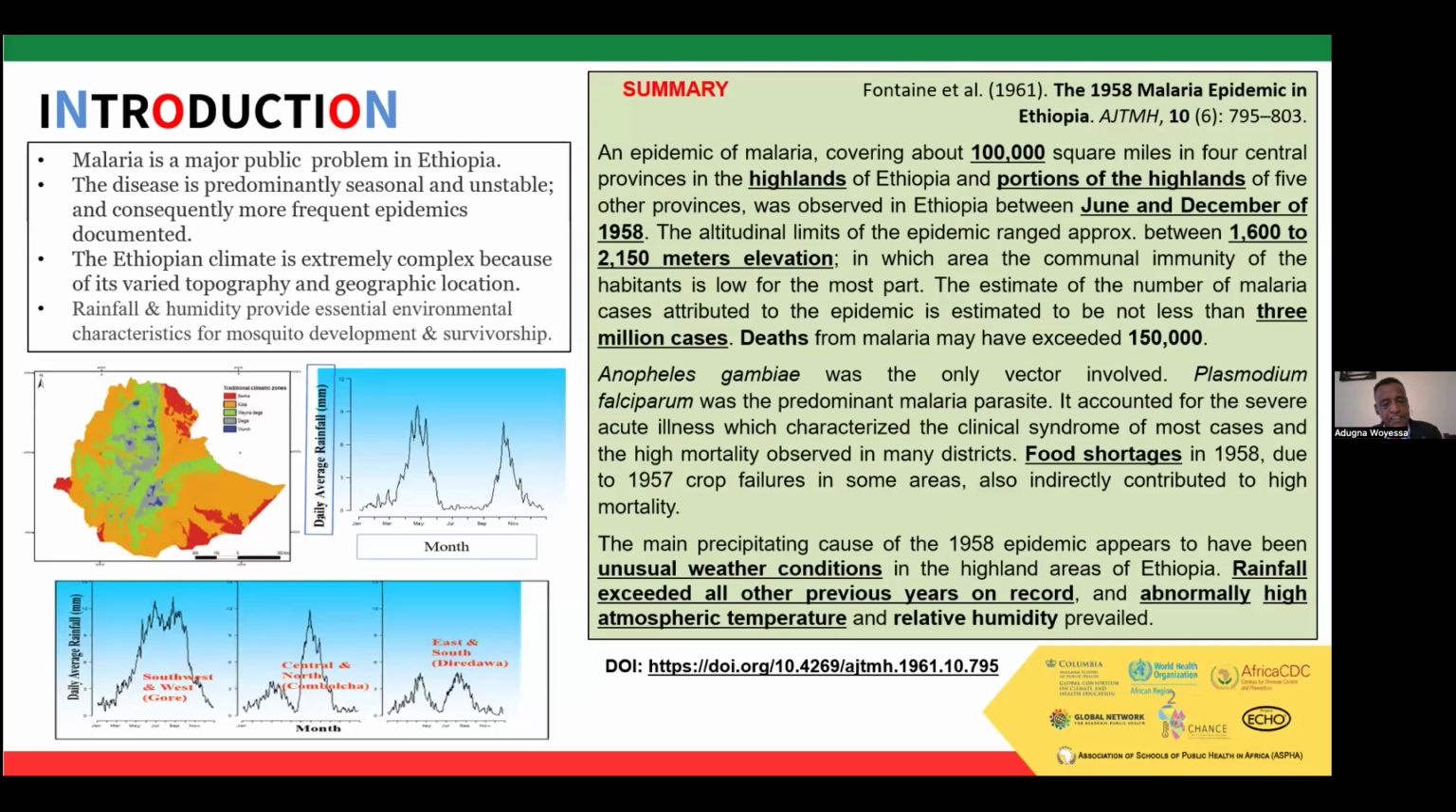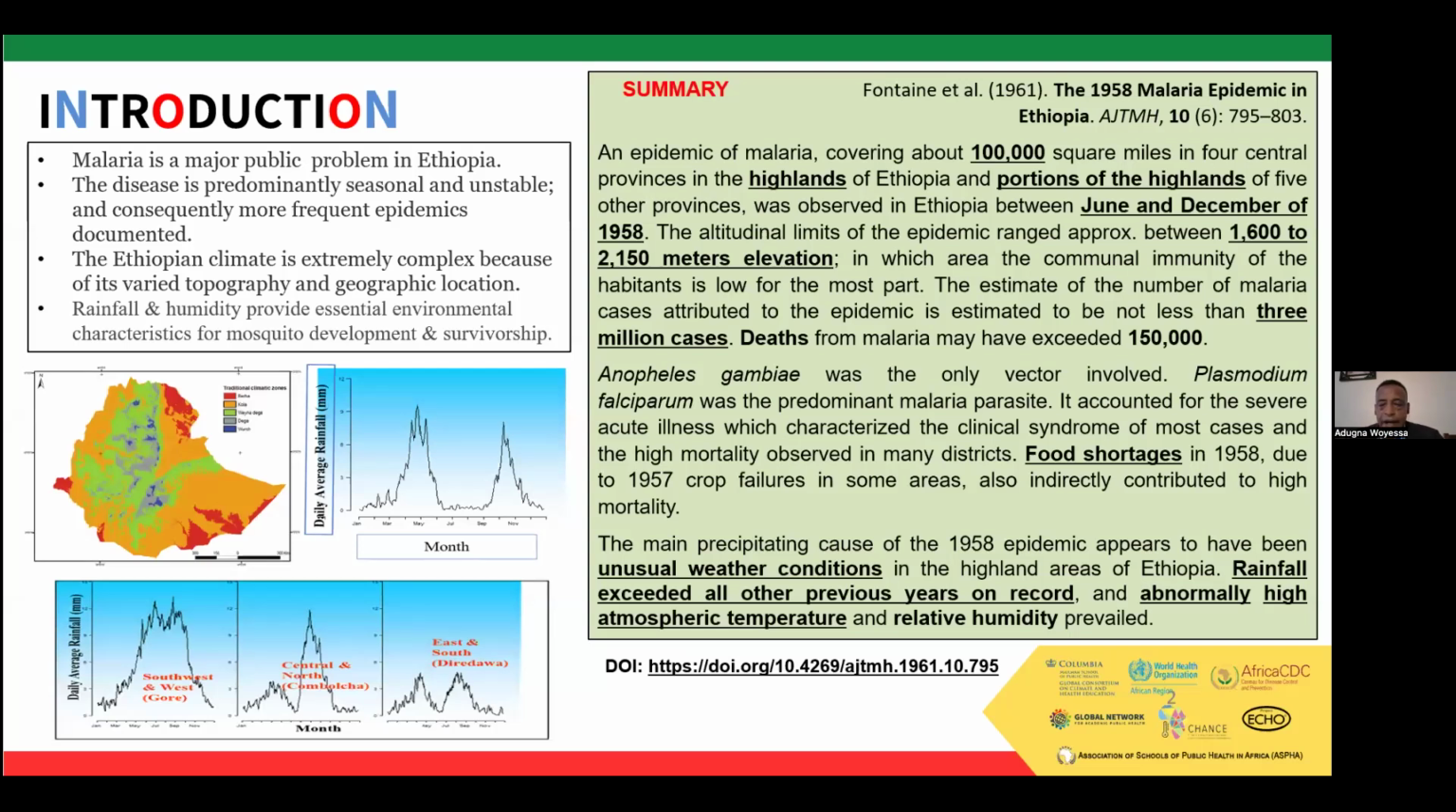Taking how this distribution of rainfall is affecting malaria in Ethiopia, consider one of the severe epidemics that occurred at the end of the 1950s. More than 100,000 square miles of 4 central provinces of the highlands of Ethiopia were affected, covering the highest portion of the highlands of the country. This epidemic occurred between June and December, and the altitude limit of the epidemic was between 1600 and 2,150 meters above sea level.